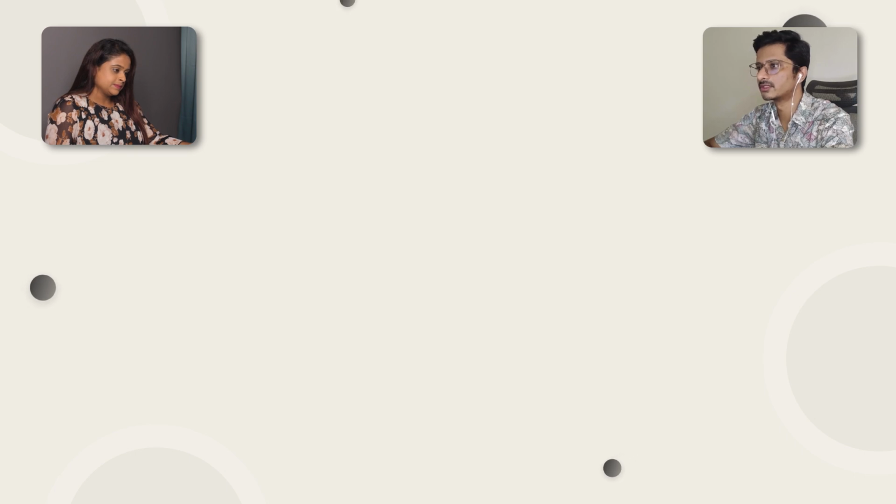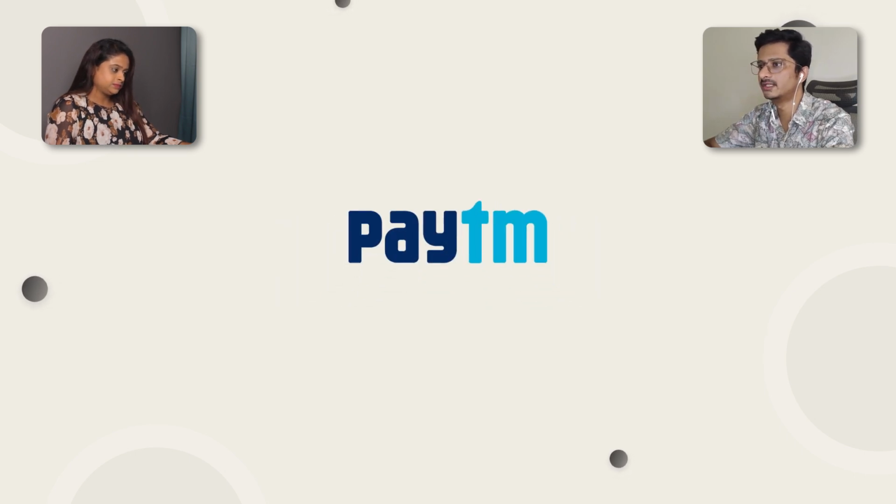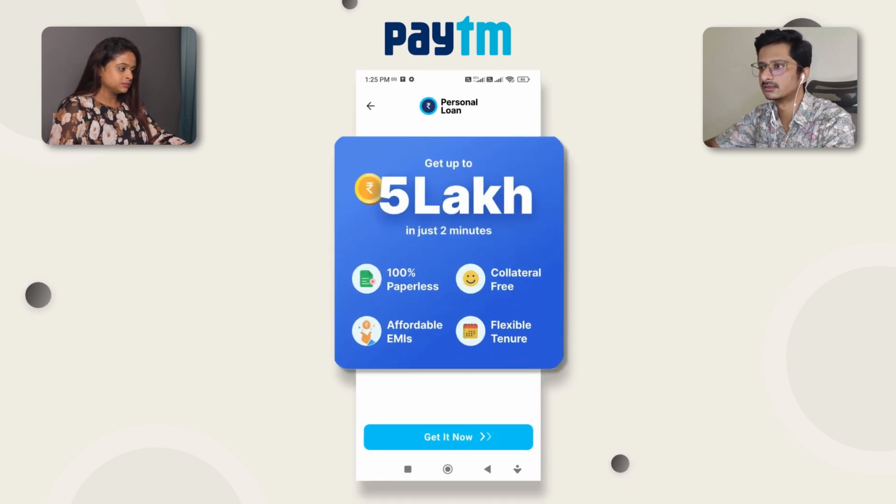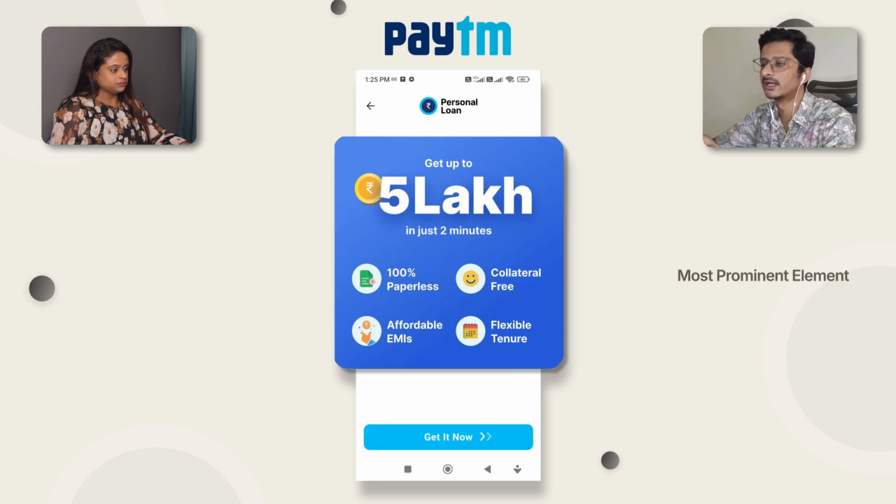We'll go to the next one, which is Paytm. Here we see that it says get up to 5 lakhs in 2 minutes, a bunch of benefits, and then get it now is the CTA that they went with. So here I think the most prominent element again is the amount. I think there's some pattern emerging here that the amount is of high prominence for people. They're looking at higher and higher amounts, and maybe that's the reason why various apps have been focusing on making that the most prominent element. But let's compare the most prominent elements later in the process.